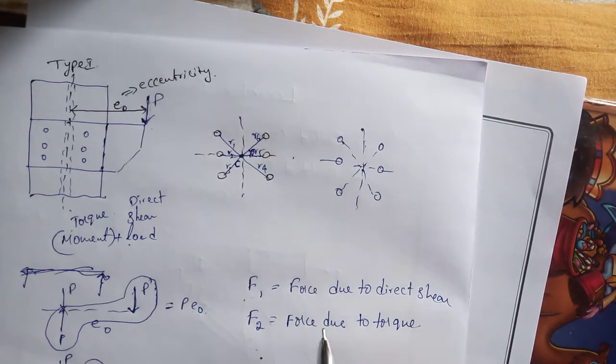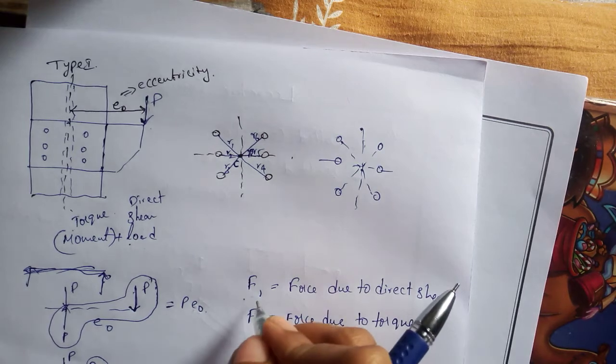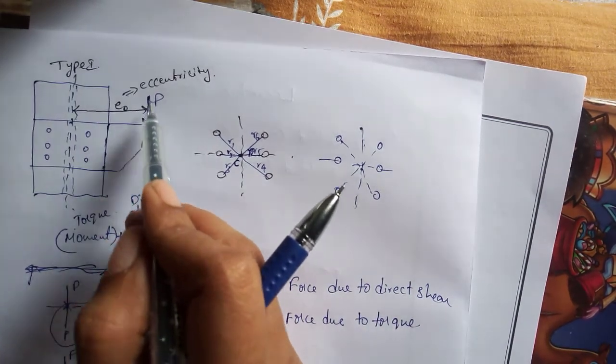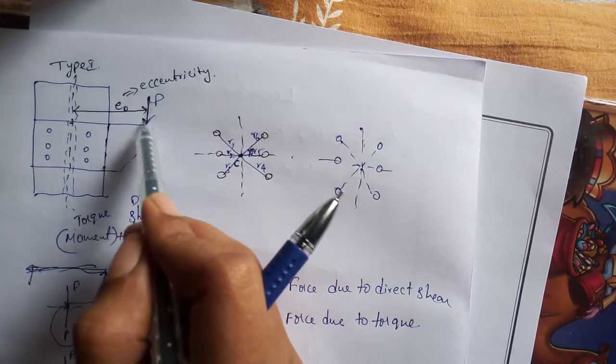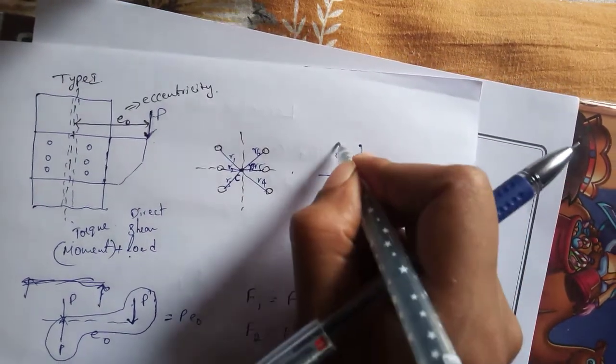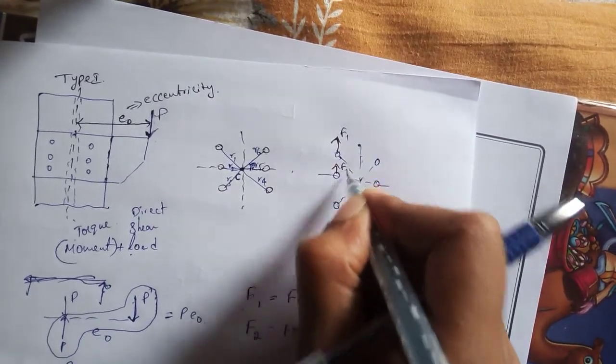So the directions you have to observe clearly for each bolt. The F1 direction will be exactly opposing the load P. The load P is vertically downward, so F1 is obviously, for each and every bolt, in the upward direction. F1.